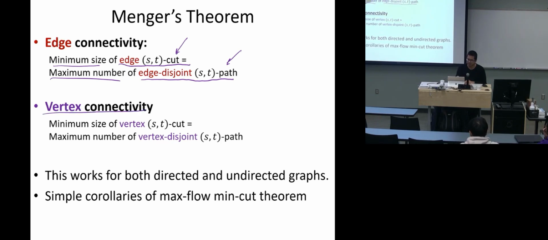Also, for vertex connectivity, you have seen how to compute the minimum vertex s-t cut and vertex disjoint s-t paths. To do that, you just compute max flow or min cut in this split graph. It's the same graph that you compute on. But max flow and min cut are the same, so this thing must have the same value as well. And both of these work in both directed and undirected graphs. So this theorem for edge and vertex, directed or undirected, are just simple corollaries of the max flow min cut theorem.